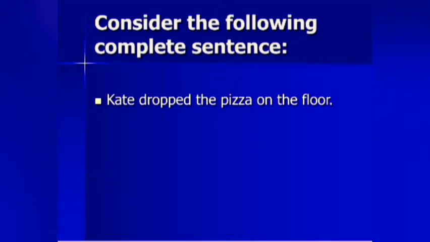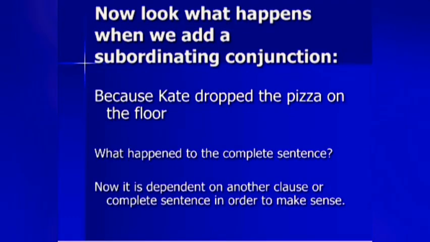Now let us have a sentence here: Kate dropped the pizza on the floor. There is no problem in this sentence. It has a complete sense, what Kate had done: she dropped the pizza on the floor. Now let us add something. Look at what happens when you add a subordinating conjunction: because Kate dropped the pizza on the floor. Does it have a complete sense? No. If someone suddenly tells you, because Kate dropped the pizza on the floor, it doesn't create any meaning at all. So there is no complete sense.